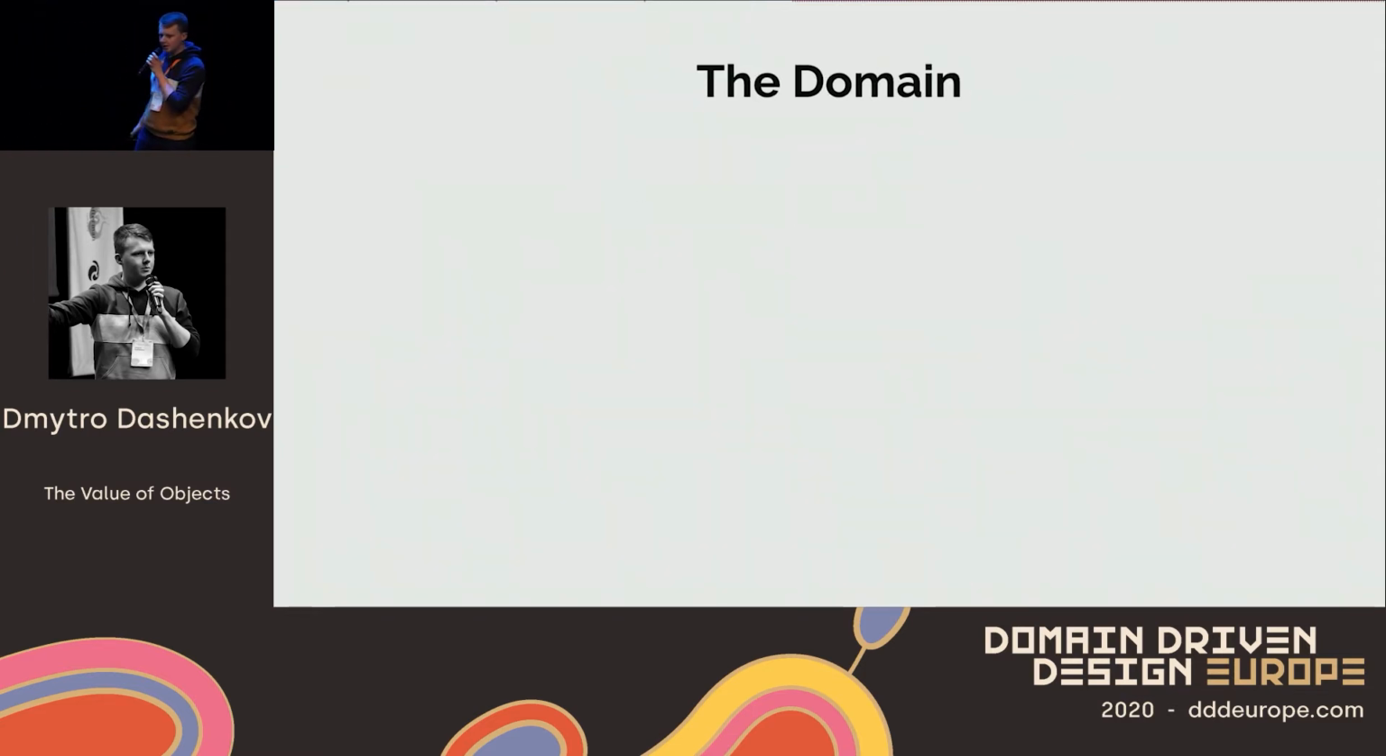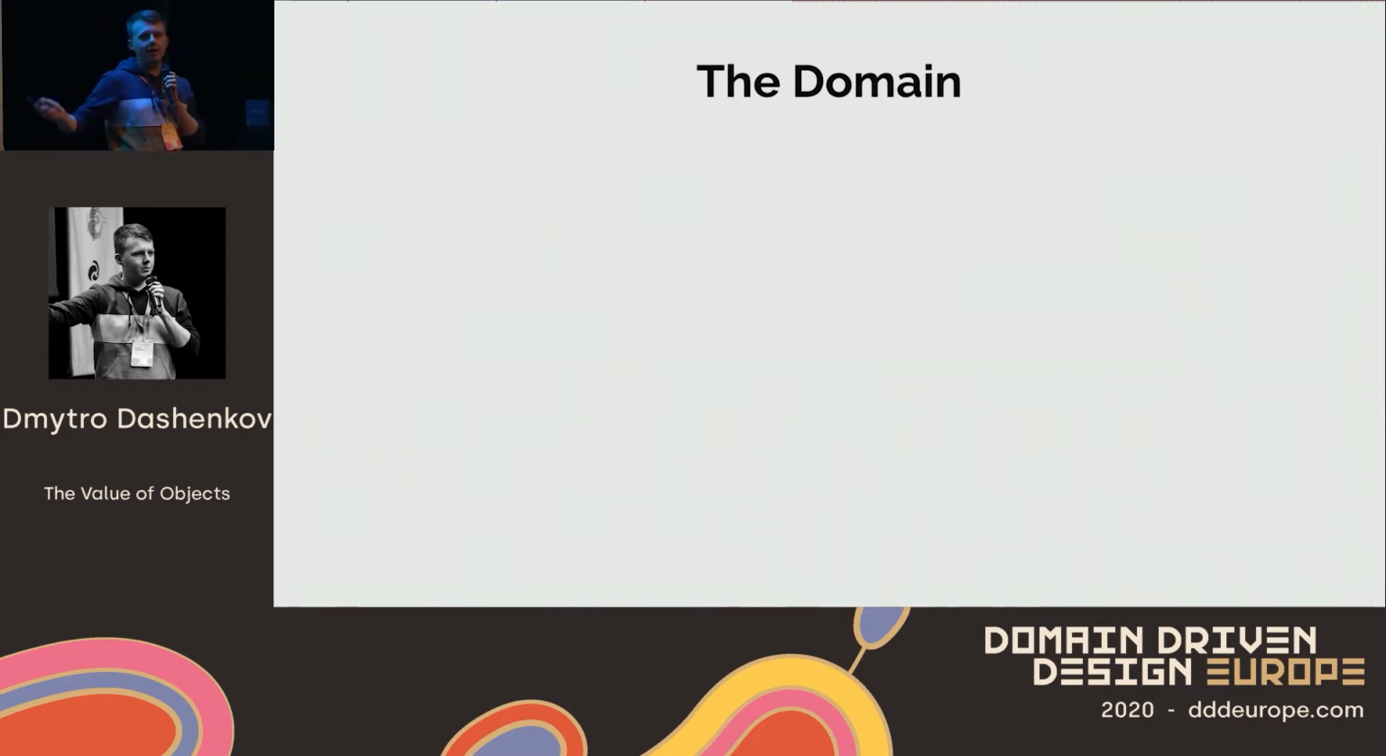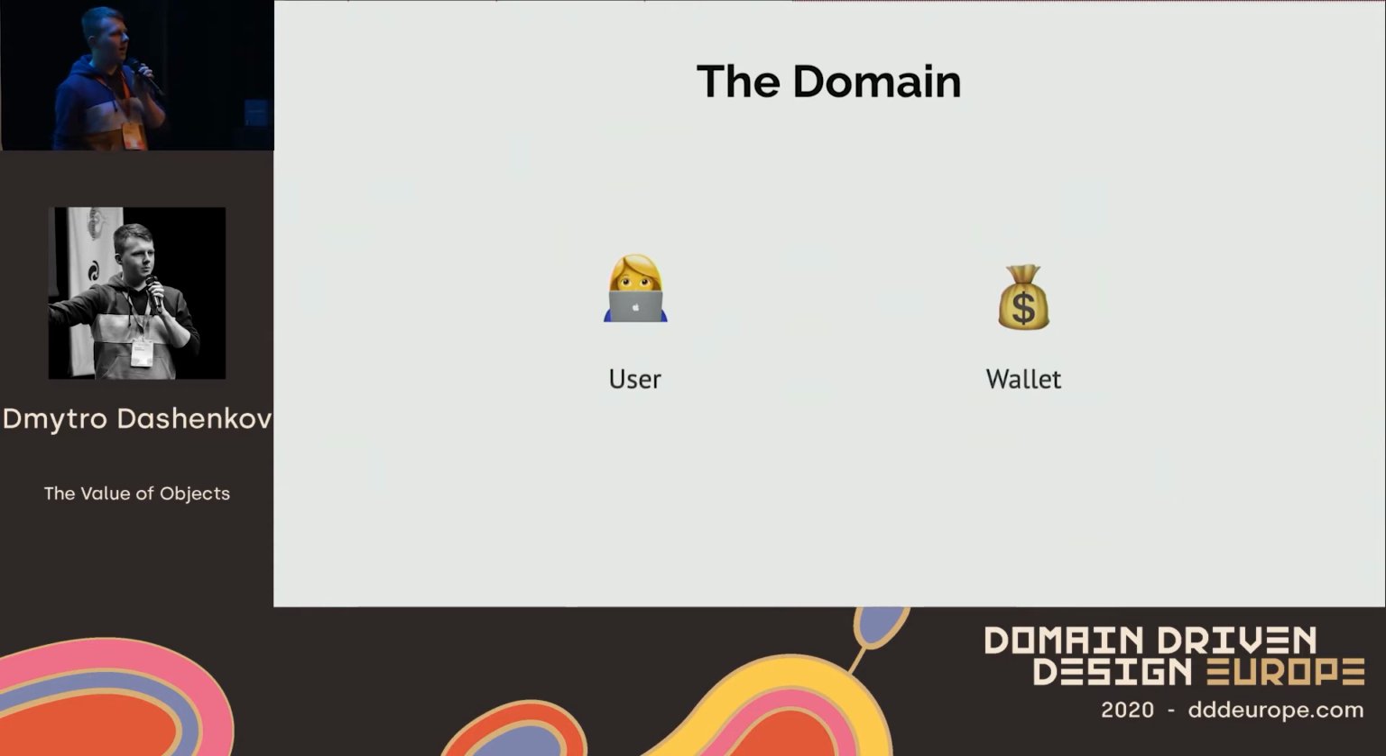And let's start with the domain. I am a software developer and I write code all the time, so I'll be speaking about code mostly. Imagine you have a user who also has a wallet with some money on it, and it's a one-to-one relationship.